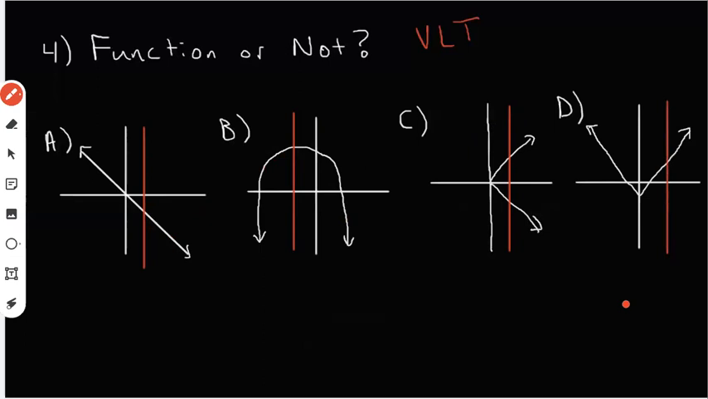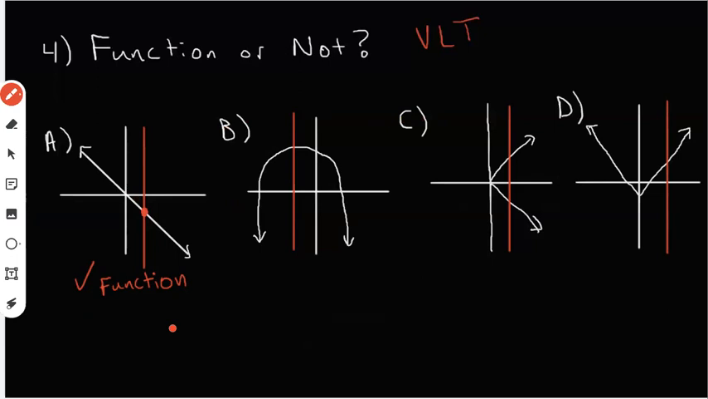And we're going to see how many times the lines go through the graphs, right? How many times do they intersect? So for the first graph, the line only goes through once. So this one passes the vertical line test, and we can safely assume that it is a function, because it only goes through once.